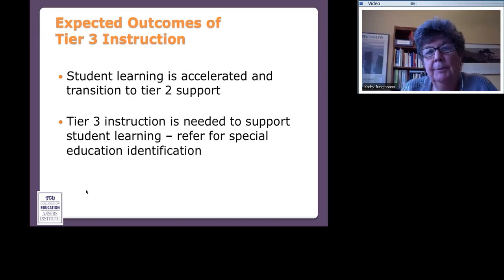The expected outcomes in Tier 3 instruction are that student learning is accelerated and students are able to transition to Tier 2 supports, or that Tier 3 instruction is needed to support student learning on a long-term basis, and that students would benefit from special education identification.